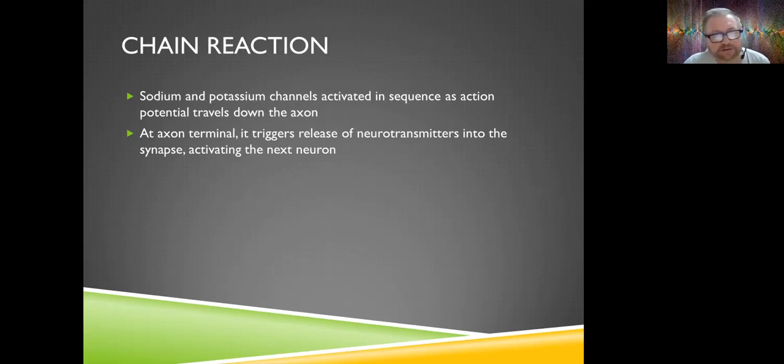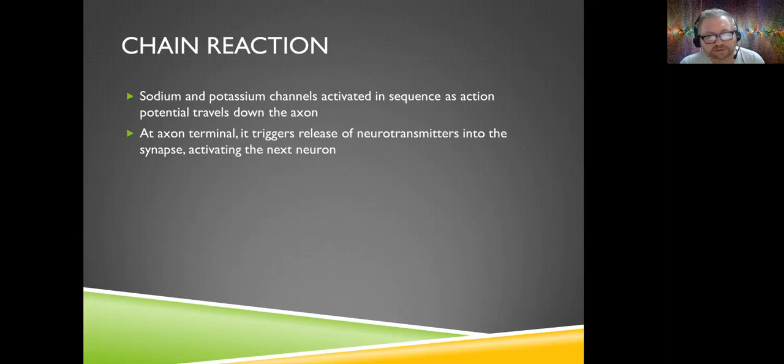So one thing that we want to also understand here is that the action potential is actually a traveling signal, right? It travels down the axon, as the sodium and potassium channels are activated, not all at once in the whole neuron, but in a sequence down the length of the axon. And this is one reason why the myelin sheath actually makes it faster.